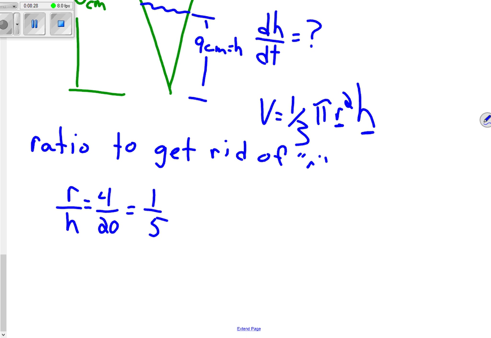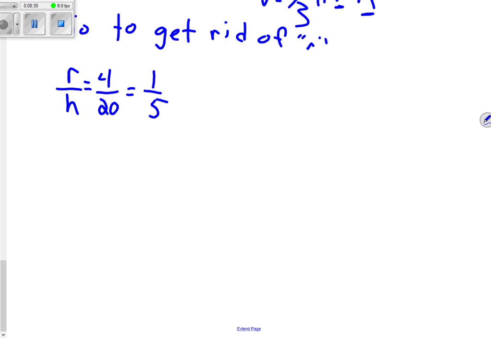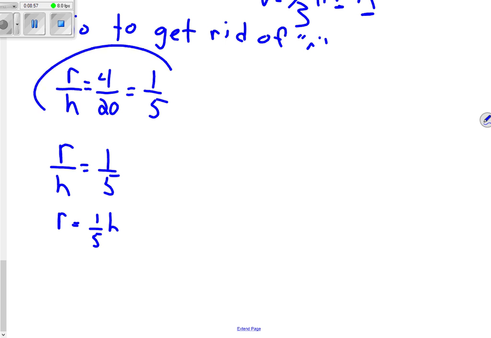Now we are trying to get rid of r. So we know r to h is 1/5. If I bring h over to the other side by multiplying, I know that r equals 1/5 h. Does that make sense? You wouldn't have known to do this, but this is what you do. This is the tricky part, and this is why they like to ask the question.